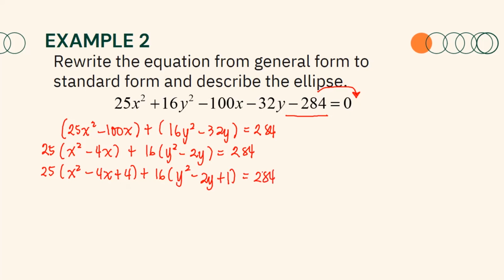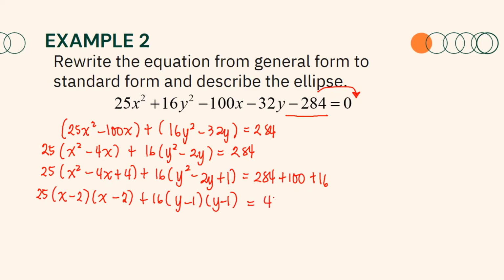Again, we need to remember to add the same values on the right side of the equation. So, we have 25 times 4 is 100 and 16 times 1 is 16. Moreover, factor the perfect square trinomials and simplify the right side of the equation. So, we will have 25 quantity x minus 2 times another x minus 2 plus 16 quantity y minus 1 times another y minus 1 equals 284 plus 100 plus 16 is equal to 400.